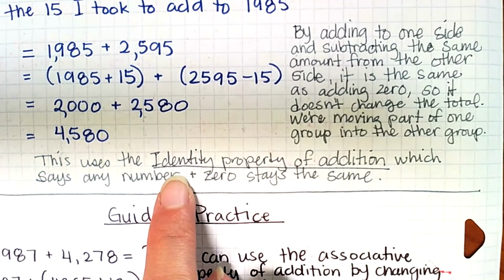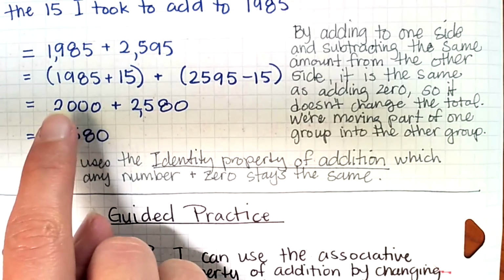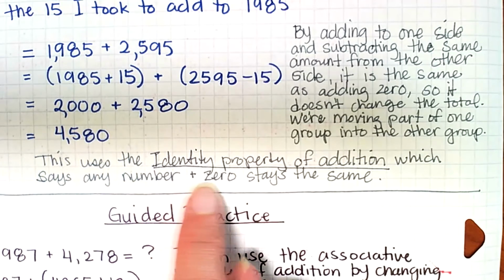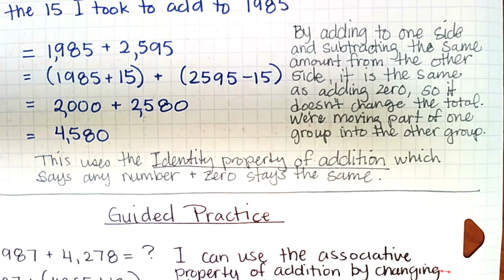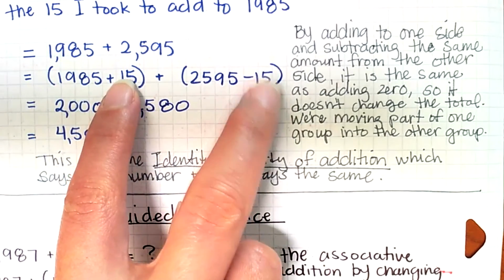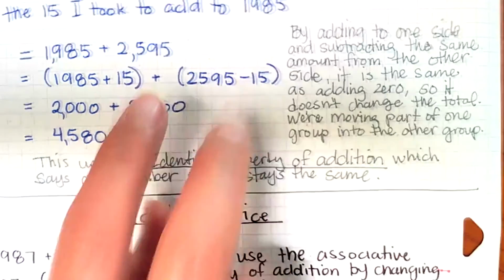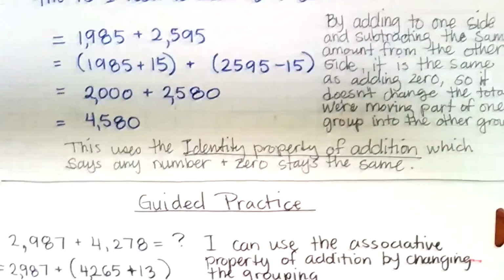Since you're just moving it over, what you did basically zeroes out, and that's where the identity property comes in. Since it becomes 0 when you take it from one side and put it in the other, your answer is going to stay the same even if you didn't do this. 15 minus 15 is 0, right? Because we're adding 15 here and we're subtracting it from here, so it stays 0.